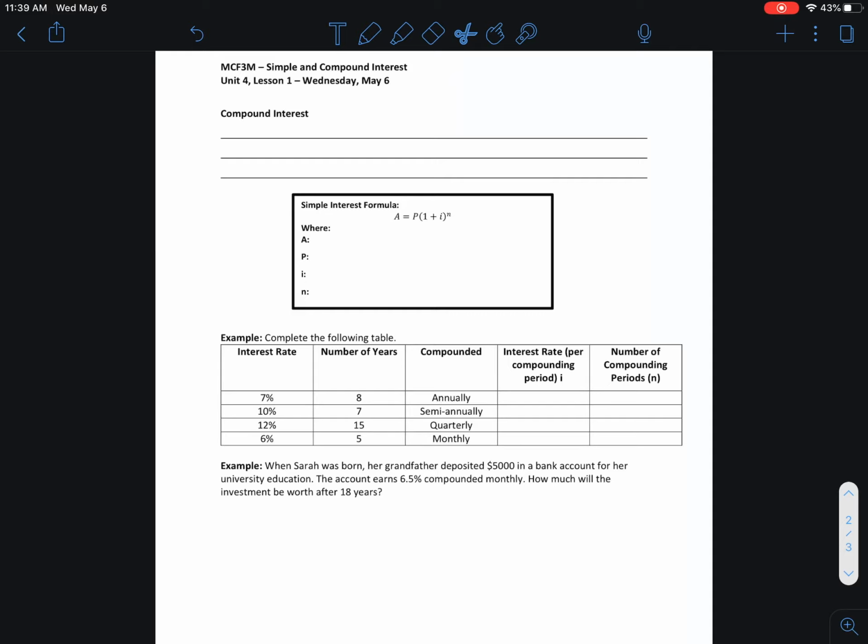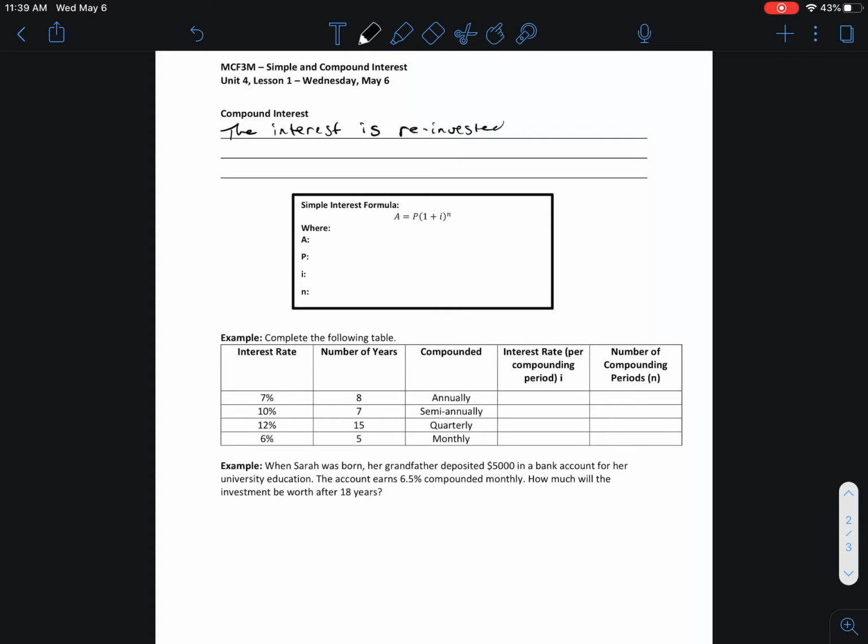All right, so this is going to be part 2 of lesson 1, okay? And we're going to look at the difference between simple interest and compound interest, okay? Compound interest can be a little bit more interesting for a few different reasons, okay? So for compound interest, the interest is reinvested, okay?